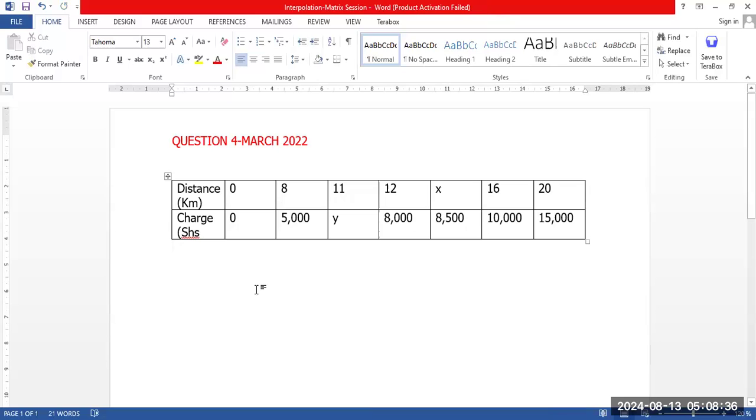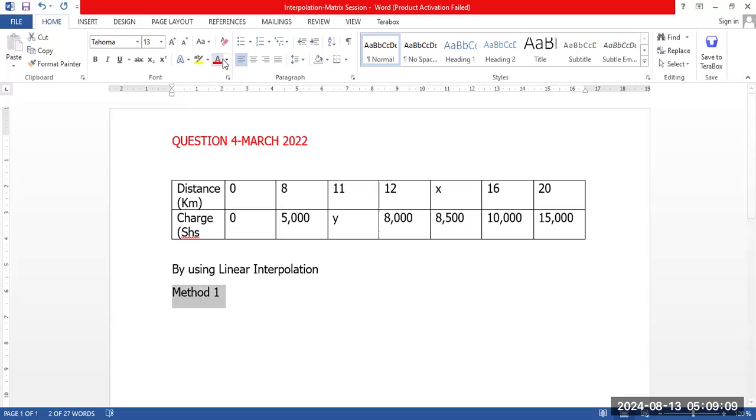So we are to use linear interpolation. We have two methods, and I'm going to talk about both of them. It's up to you to choose which one is easier. So by using linear interpolation, what is the first method? Method one.